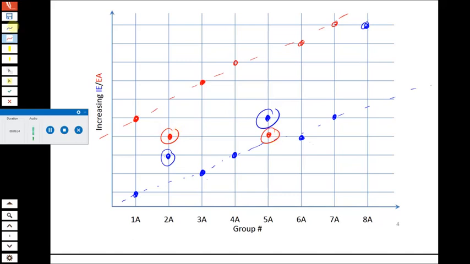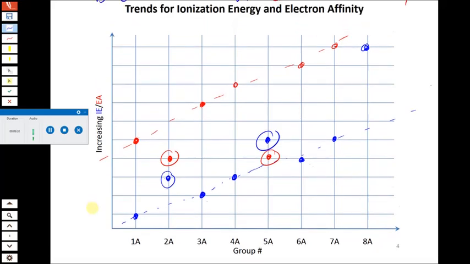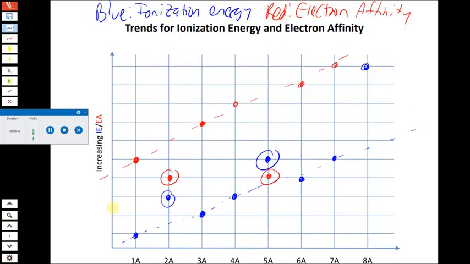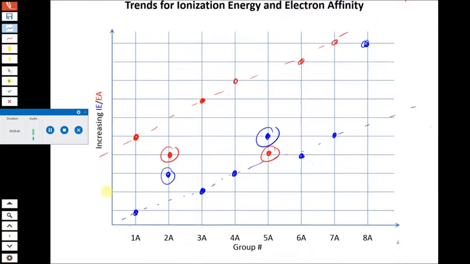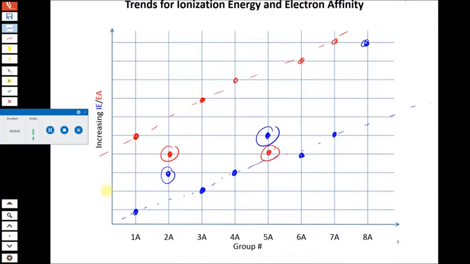All right, so in general, you can use the trend of going left to right, where both of these increase left to right, but you have to remember that there are places where there are discontinuities, and those occur at group 2A and group 5A. Group 8A, as I said, we don't even have a well-defined electron affinity, but it is very low also. All right, any questions on this topic?